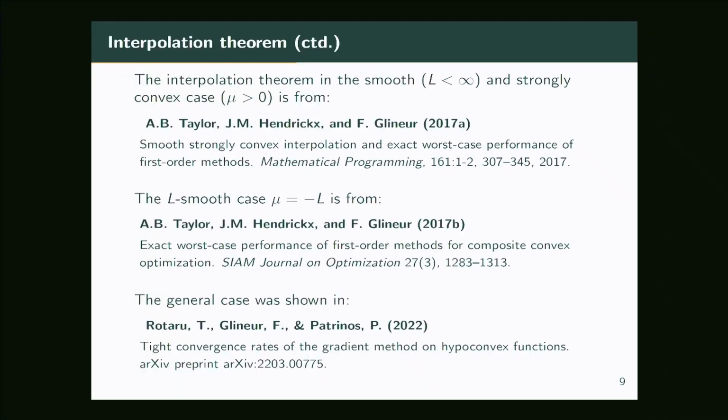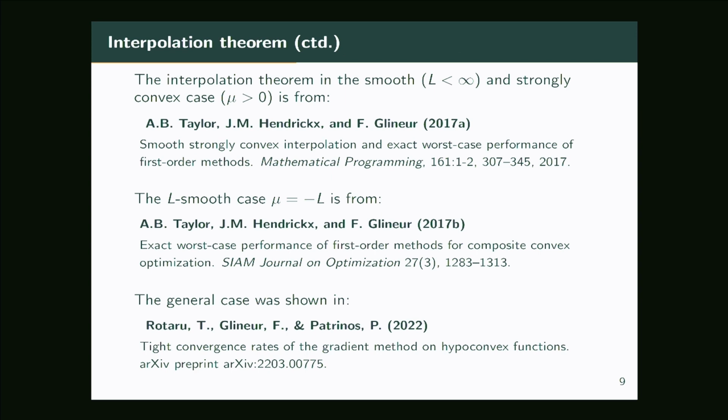So basically, these were the two papers from 2017 by the Le group, and it has just been updated. They first did the case where L is finite and mu is strictly positive. These are called the smooth, strongly convex functions, of course. Then it was extended also to the L smooth functions, so that in that case mu is minus L. And now the general case where mu can be negative but not necessarily equal to minus L. This is the most general hyperconvex case, and it was only settled this year.